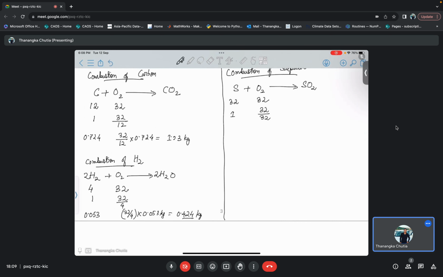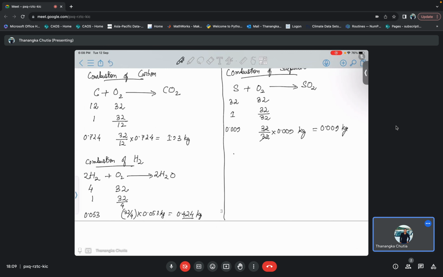0.009, so that is 32 divided by 32 into 0.009 kg, and that is equal to 0.009 kg. Okay, fine. So now we have calculated the amount of oxygen that is required for combustion of the different combustible products that are present in the coal.